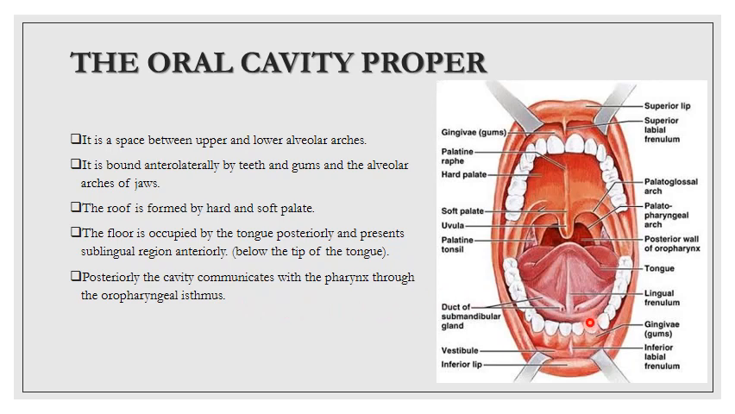Now look at this diagram. Here you can see the oral cavity proper between the upper and lower alveolar arches. Now this cavity is bounded anterolaterally by the teeth and gums, the roof is formed by the hard and soft palate, and the floor is formed by the tongue posteriorly, and anteriorly you can see this sublingual region below the tip of the tongue. Posteriorly it communicates with the pharynx through this oropharyngeal isthmus.